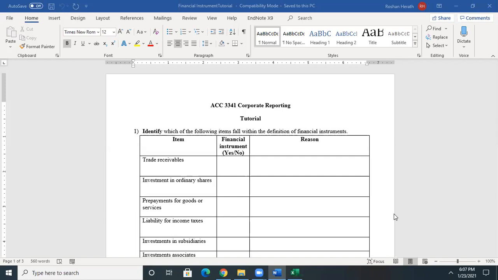Our experience five years ago was totally different. The financial instrument question was one of the questions where students obtained very few marks. Out of 25, the average mark the students were obtaining was like 10 marks out of 25. That means there's a clear loss of 15 marks, which definitely makes it difficult for you to go for a good grade.